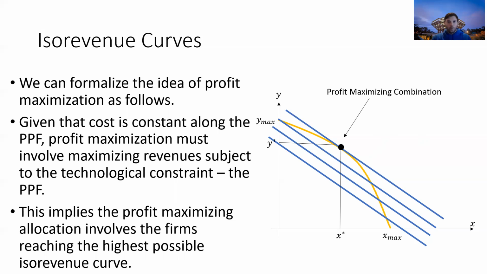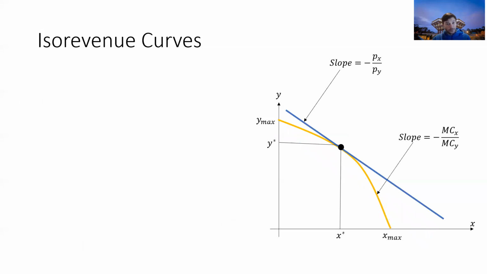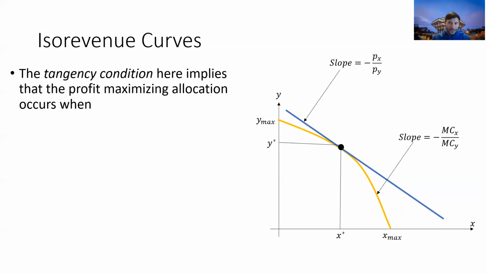Okay, now, what is the tangency condition that is consistent with profit maximization? Well, we know the slope of the PPF was equal to the ratio of the marginal costs, and we had a negative sign in the front, it's downward sloping. Slope of that ISO revenue line is negative PX over PY. So if we're indeed at that profit maximizing allocation across the whole economy, I'm going to argue that this is absolutely consistent with each of the individual firms maximizing profit.